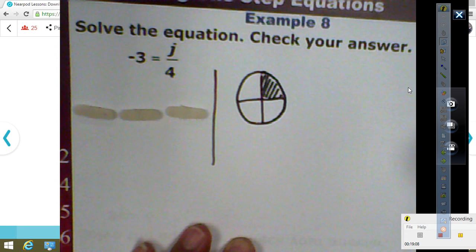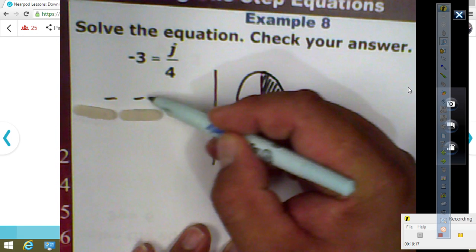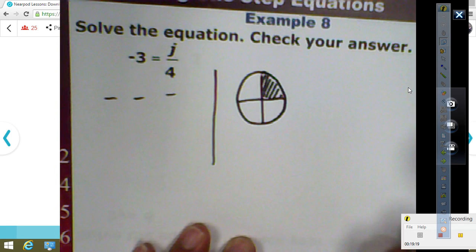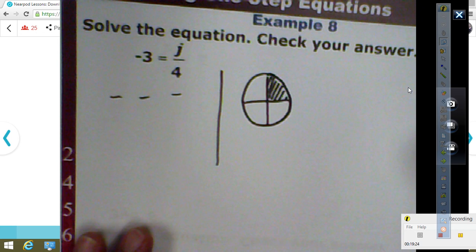Is everybody following? Does everybody see what I'm doing? So now, let me take these away, and I'm just going to draw the picture. 1, 2, 3. I'm going to take these away. So there's my picture. I want you to draw the same picture on your paper, please. Do that, please, right now. Focus.